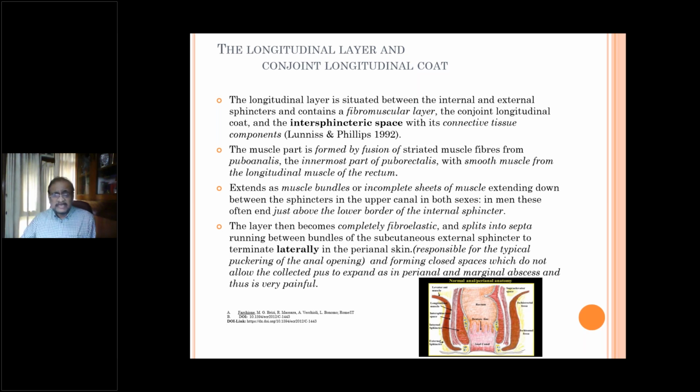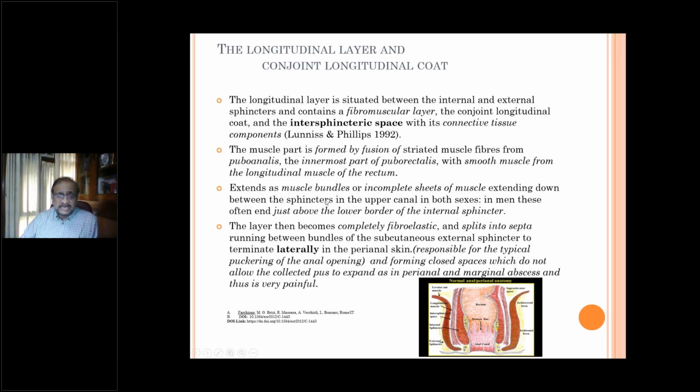Right? How is it formed? It is a continuation of the vertical rectal muscle. Agreed. In addition to that, what else do you have? You have the fusing fibers of what? Levator ani. They are fusing not only with the deep part of the external anal sphincter, they are also fusing with the longitudinal muscle. So fusion of striated muscle from the puboanalis, the innermost part of the puborectalis, and the smooth muscle from the longitudinal muscle of the rectum, the tinea coli. Right? So we have three parts to it. The longitudinal muscle would have fibers incorporated from the levator ani, and fibers incorporated from the tinea coli or the longitudinal muscle from the rectum.